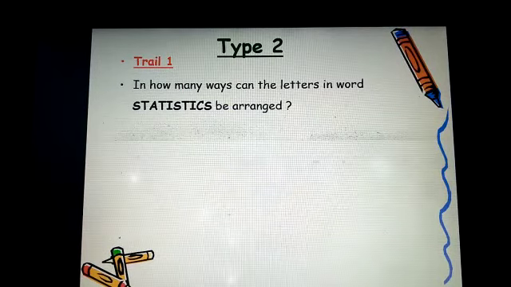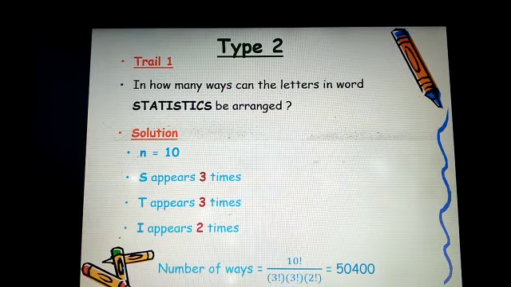Another question for you. If you solve it correctly, the answer will be 50,400. Let's move on.